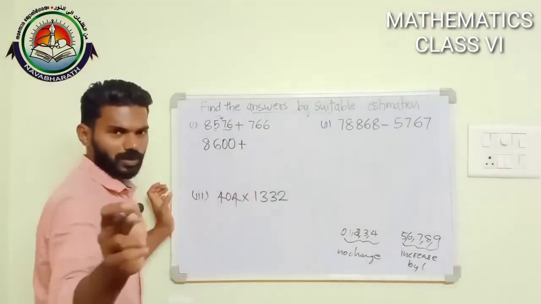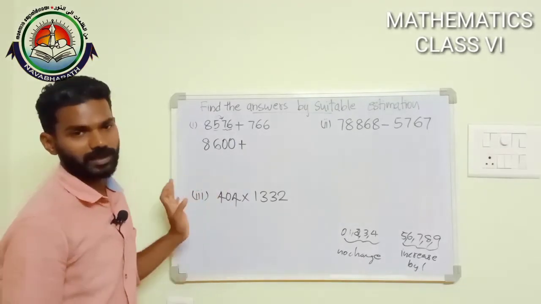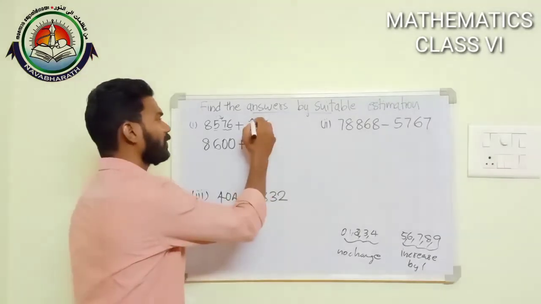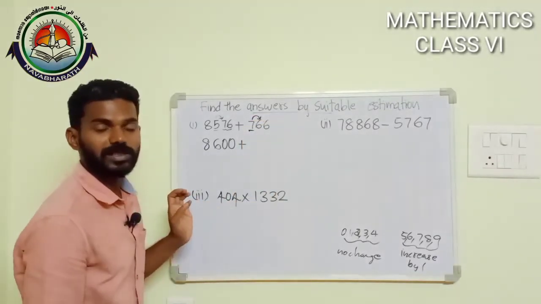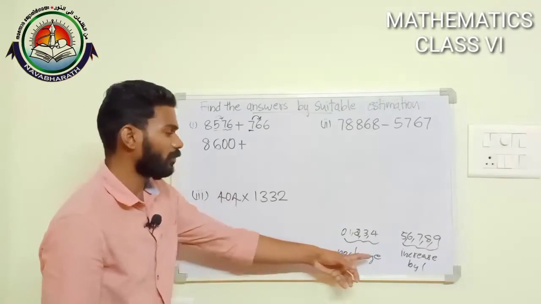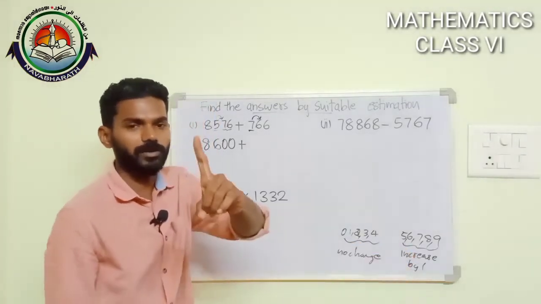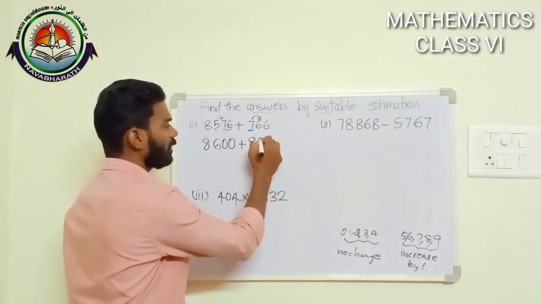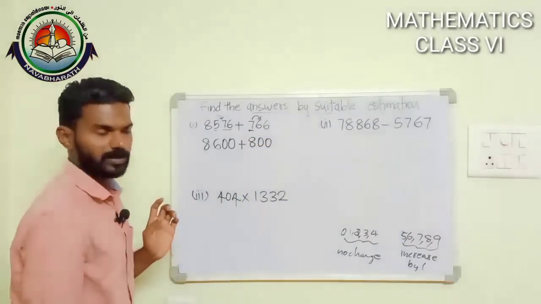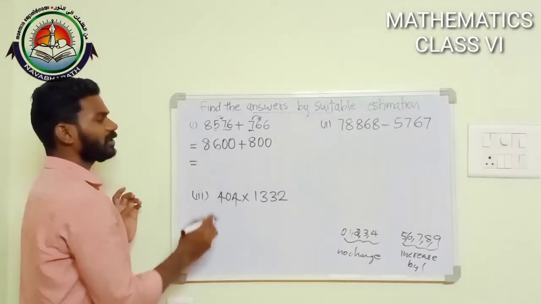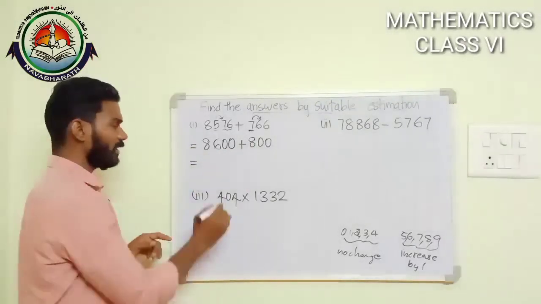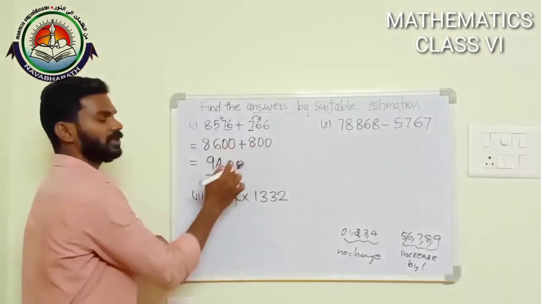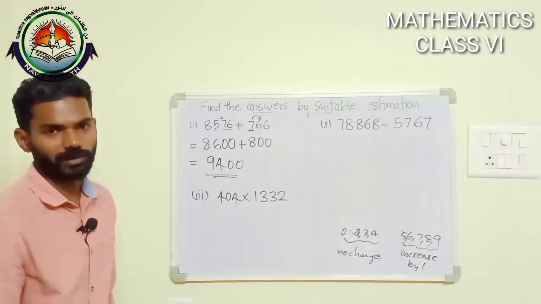Now a plus sign. This number also has to be rounded off to the nearest 100. For that, mark the hundreds place, 7. Thereafter it is 6. 6 belongs to the second group. So we have to increase the 7 so that it would become 8. Now the remaining numbers would be 0. So the answer would be 8600 plus 800. Adding these two, we would get 9400.